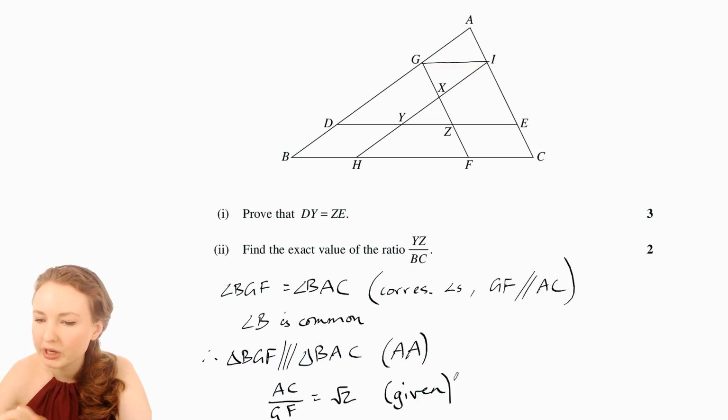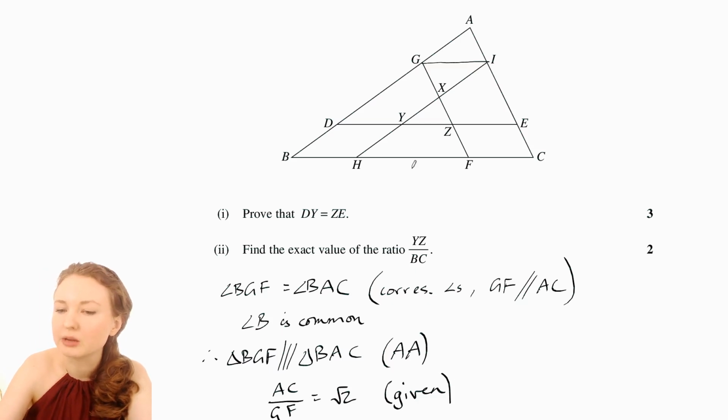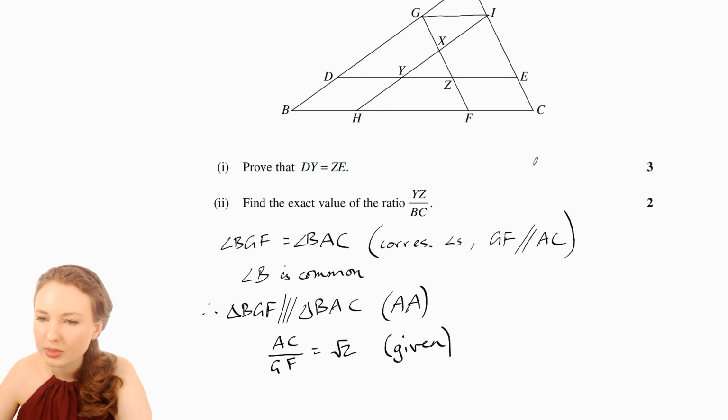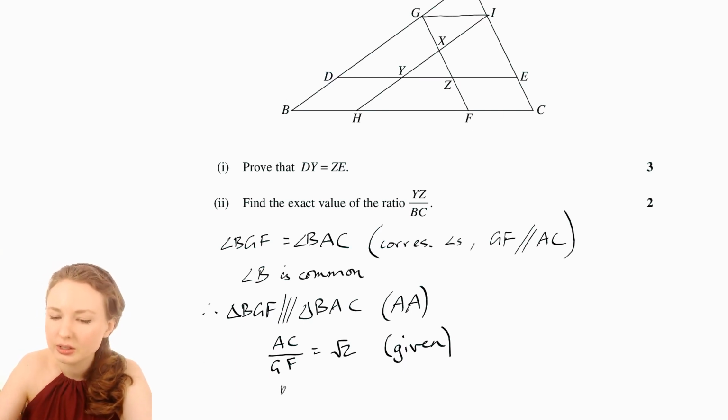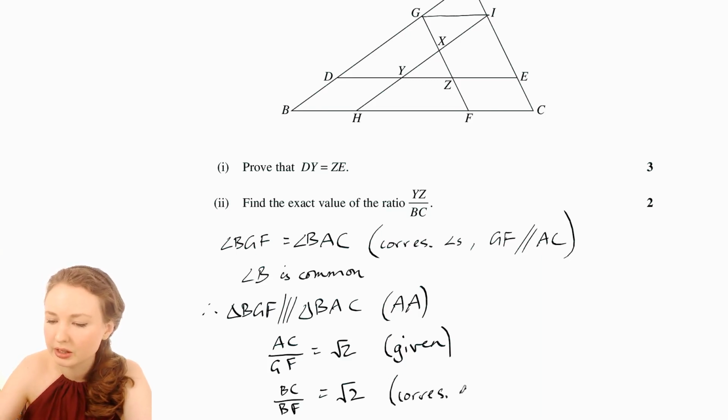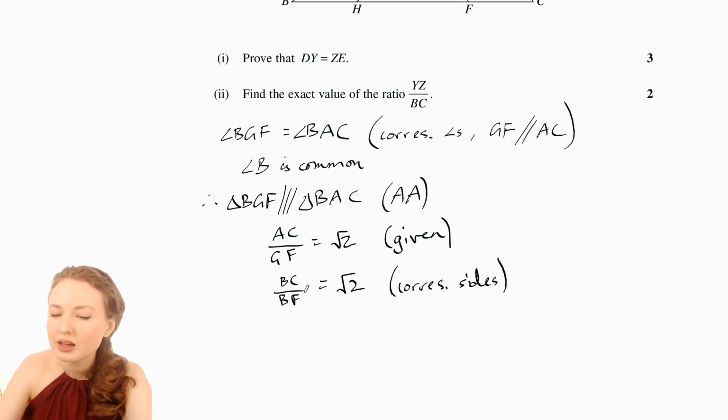Now, what we want to get to is that BF is the same thing as HC. So if AC on GF is root 2, that means that BC on BF is also root 2. So I'll write that down. BC on BF equals root 2 because they're corresponding sides. I might write that as well. Corresponding sides of similar triangles. And then from there you can rearrange this to get BF. So BF is BC on root 2.